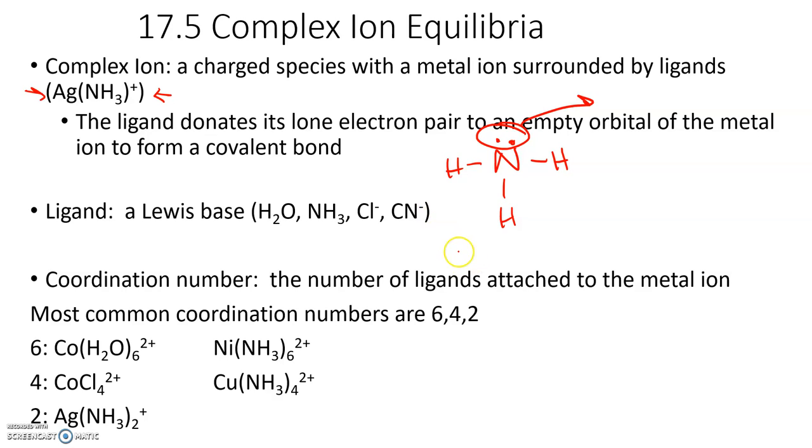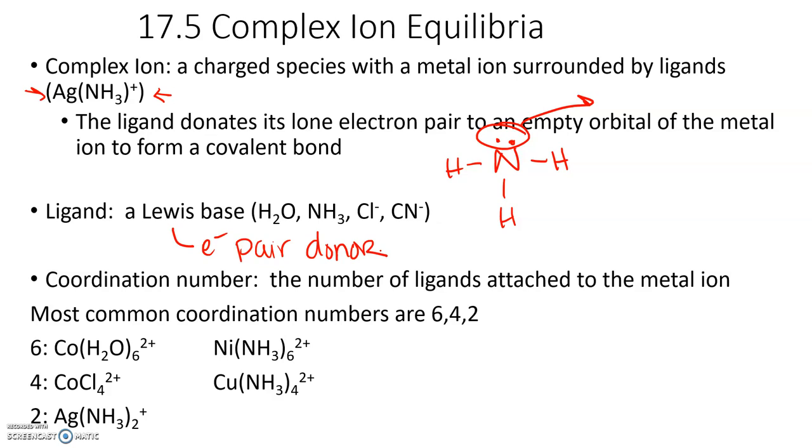and that charged particle becomes a complex ion. A ligand can be any Lewis base, and if you don't remember from Chem 1 what a Lewis base is, it's just an electron pair donor, which is what I just explained before what a ligand was.